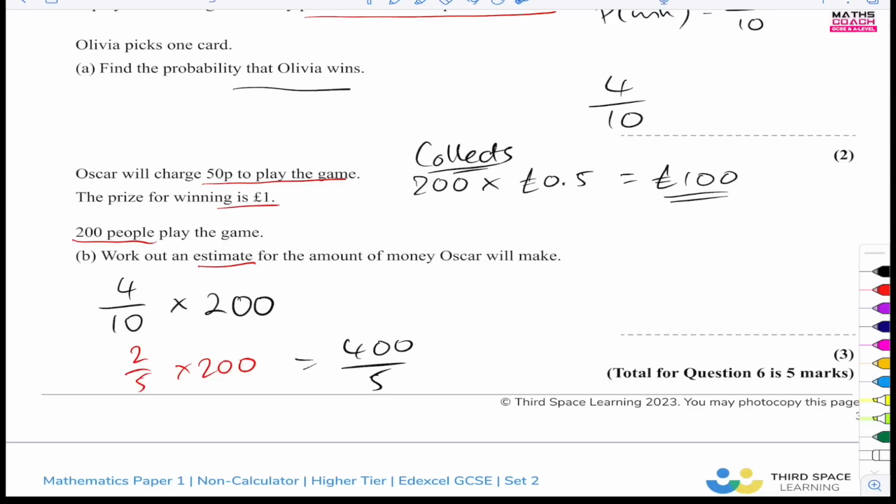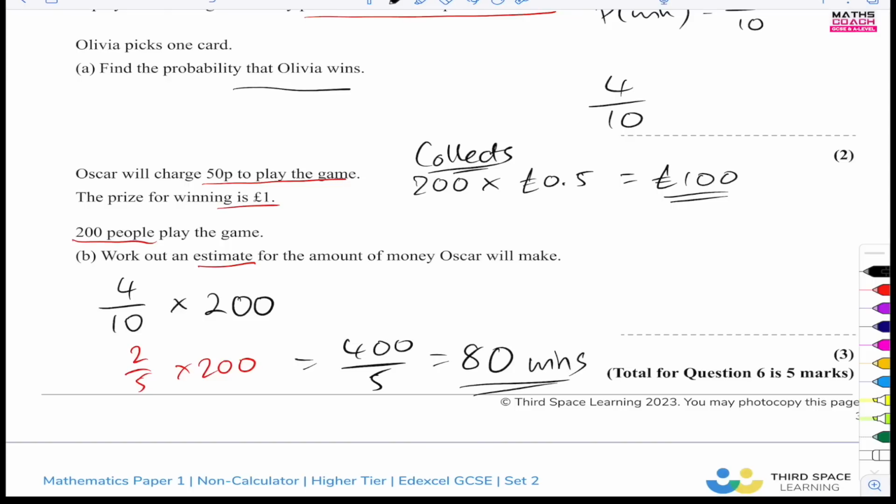Now, the best way to do 400 divided by 5 is just ignore this 0. Do 40 divided by 5. And you know 40 divided by 5 is 8. So you can write down 8 here and then add that 0 that you are hiding. So 80 wins. So there might be 80 wins.